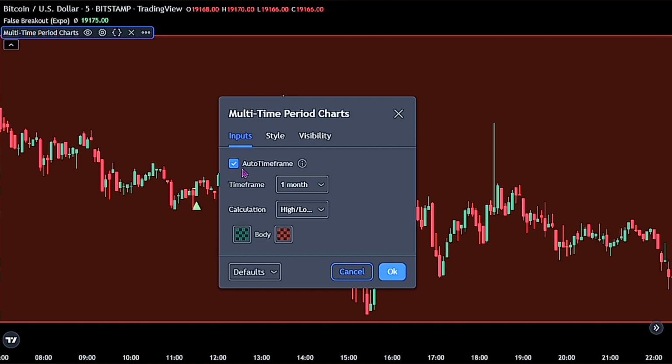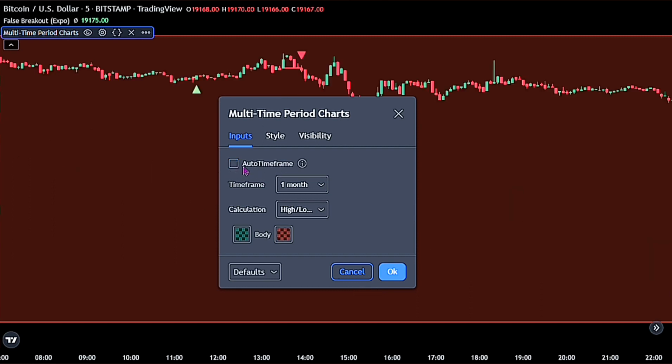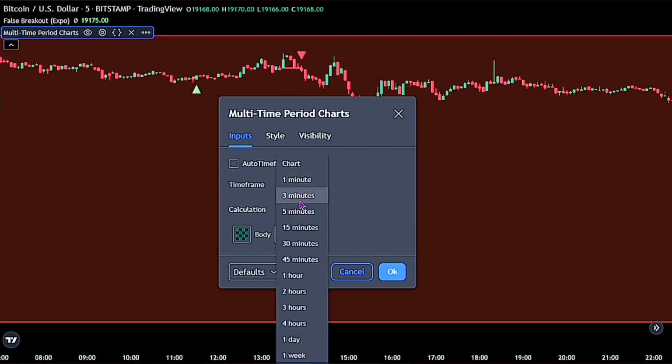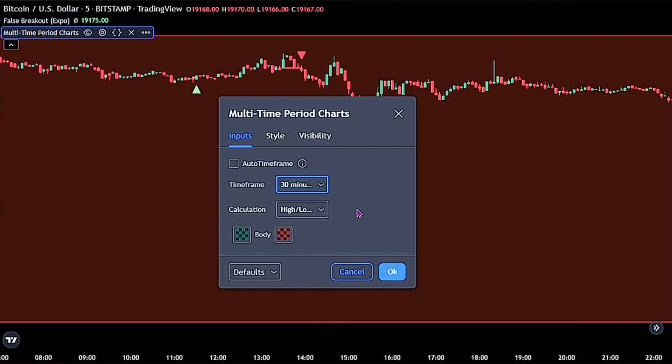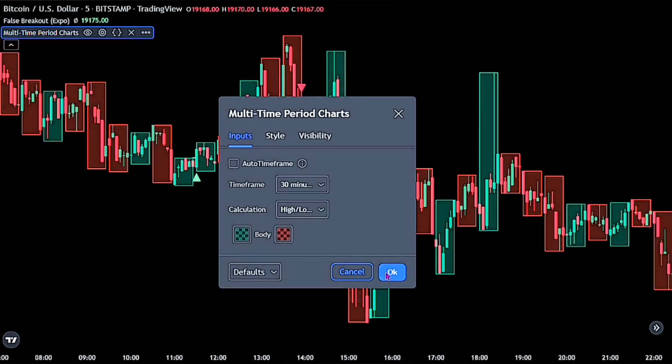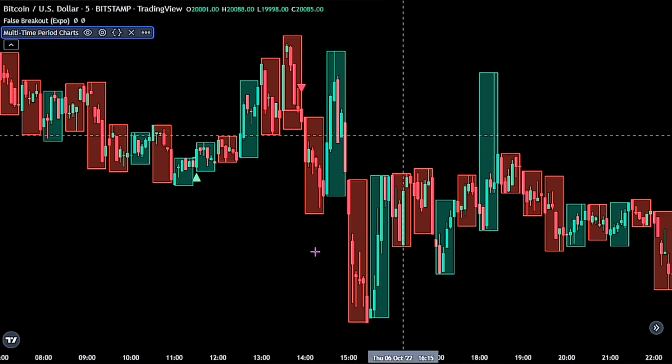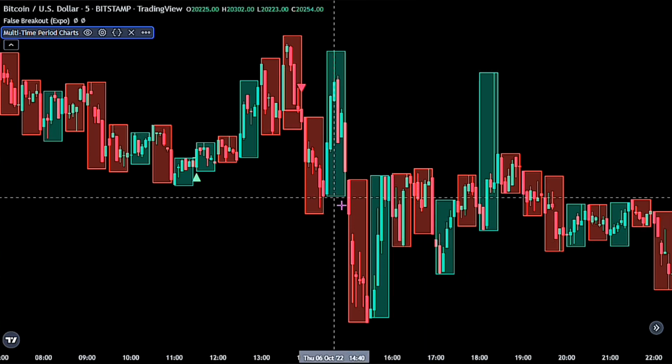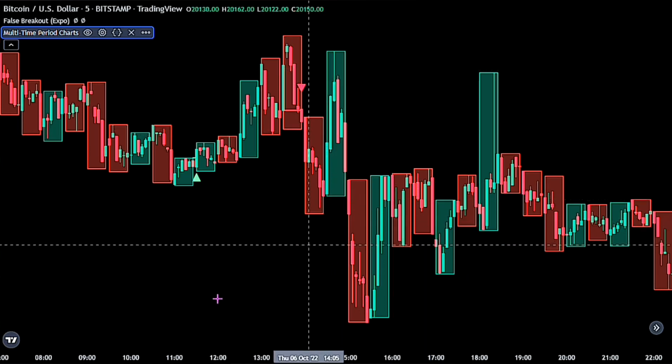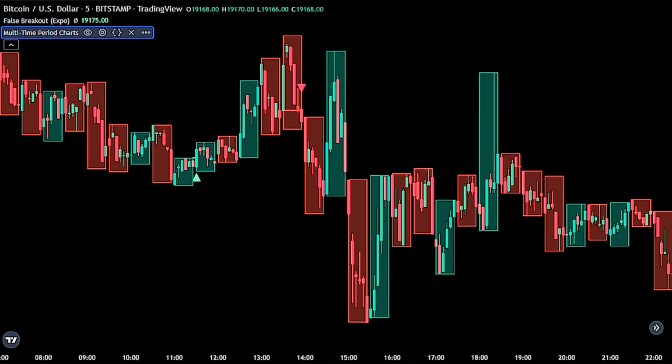Now on the input, untick the auto time frame. Then change the time frame to 30. When you are done, go ahead and click on the OK button, and we would have our chart looking like this. Now please note that you shouldn't use this strategy just yet, till you watch the video to the very end to understand the full details about this strategy.